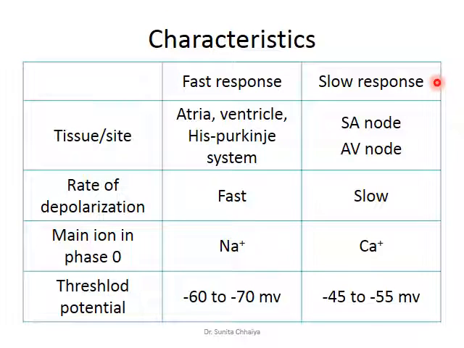The tissues which generate a slow response are known as the primary pacemaker tissues, the SA node and the AV node. Their rate of depolarization is very slow, and that is generated because of the opening of the L type calcium channel. So phase 0 is mainly produced through the opening of the L type calcium channel, and their threshold potential is around minus 45 to minus 55 millivolts.